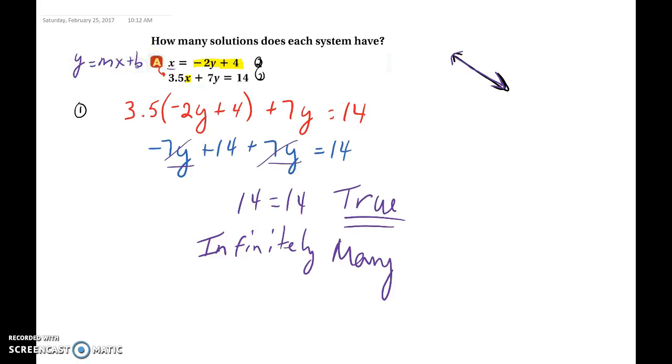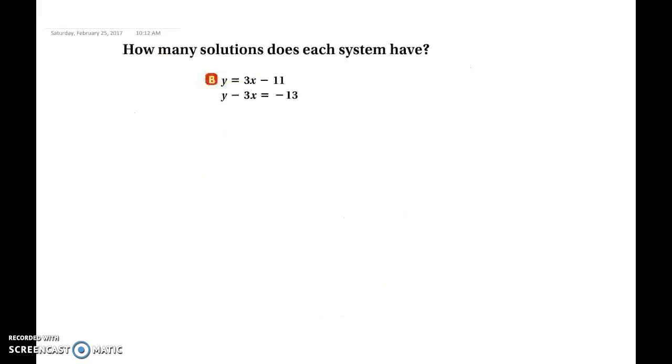All right, so now let's do one more problem. Before we get to that though, just remember when it is a true statement, it is infinitely many. So this would be consistent and it would be dependent. Now for this last problem, we have y is equal to 3x minus 11, so it's already set up for us to use substitution. We will substitute 3x minus 11 into the other y. This one's actually set up pretty easily.